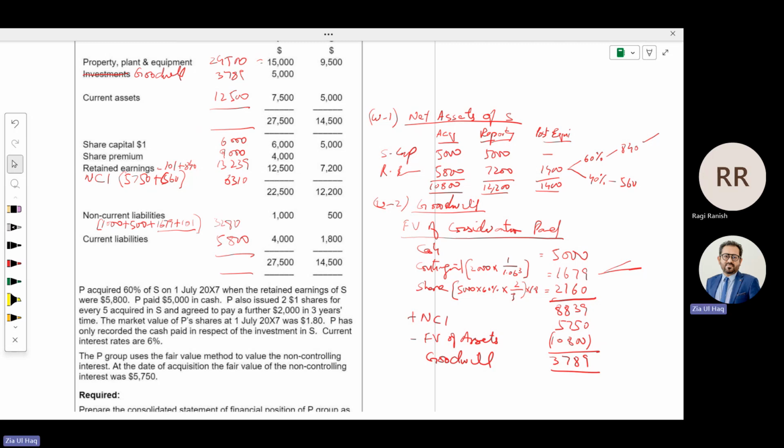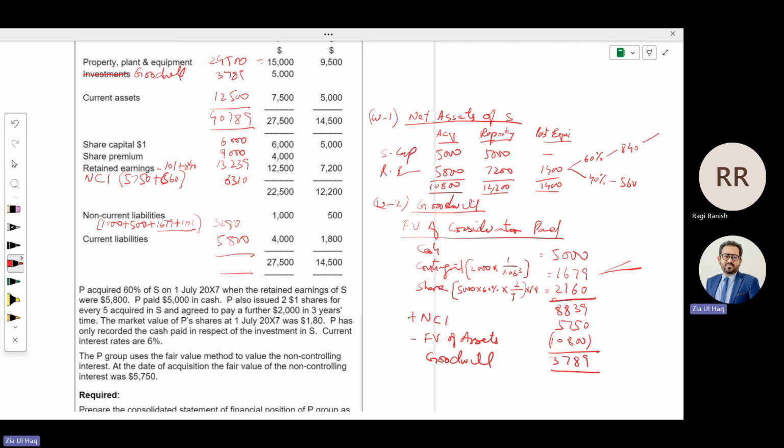What is the figure for total assets? 40,489. So, 24,500 plus 3,789 plus 12,500. What's that? Yeah, 40,789. Now please calculate.